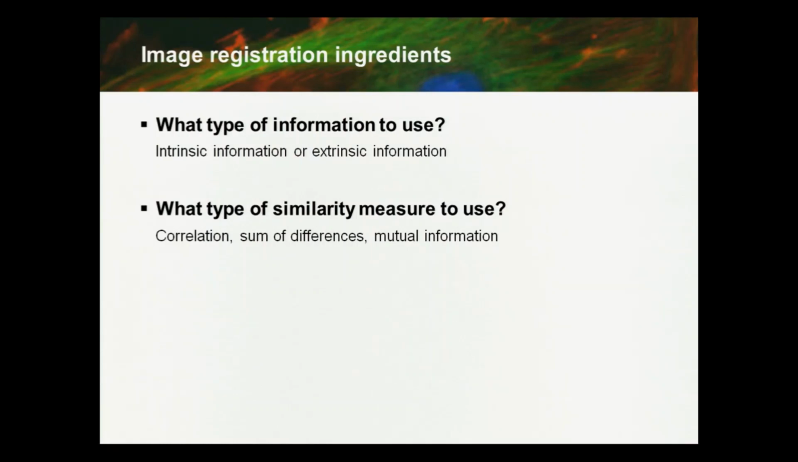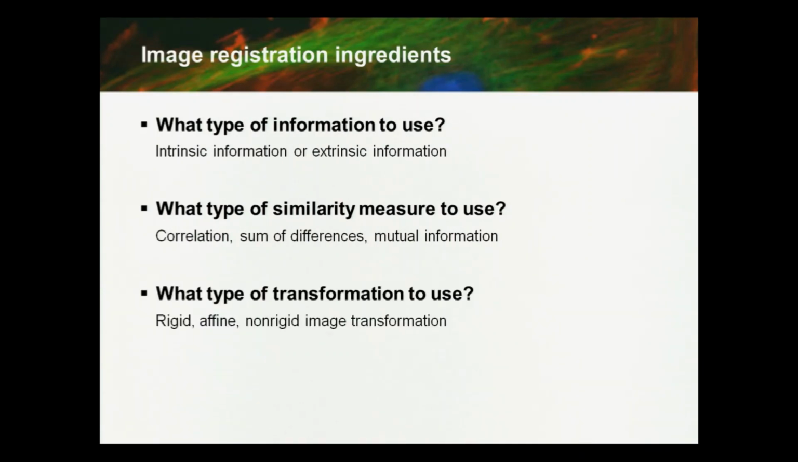So what we're going to talk about in the next couple of minutes is what are the basic ingredients of an image registration method. The first one is what kind of information to use, extrinsic or intrinsic information. The second one is how do we quantify similarity, because the computer needs to compute somehow the degree of similarity between the two images that you're trying to register.